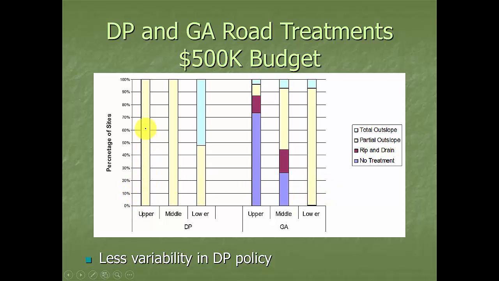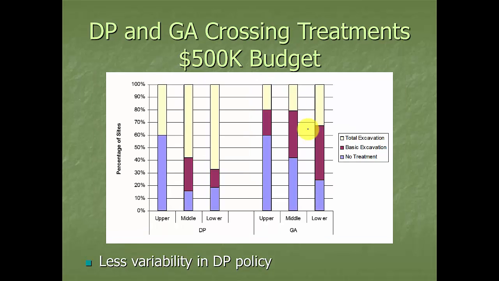So this is saying in the upper basin, do partial outslope everywhere. In the middle, do partial outslope everywhere. And in the lower part, do a little bit of partial outslope and some total outslope. But for the genetic algorithm, you can see that it's kind of doing a little bit of everything everywhere. That was for the roads.